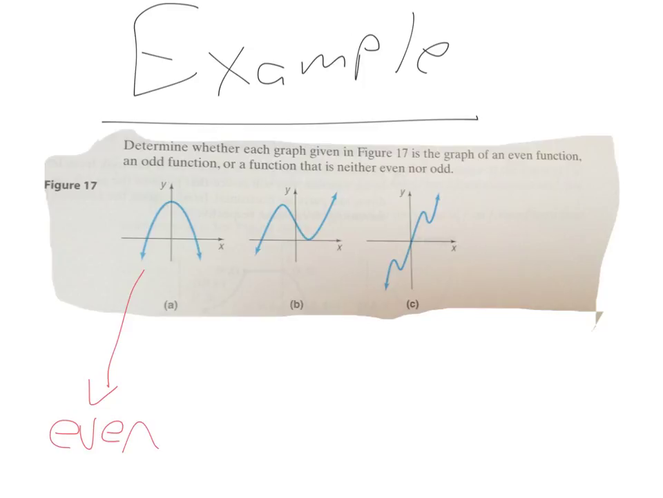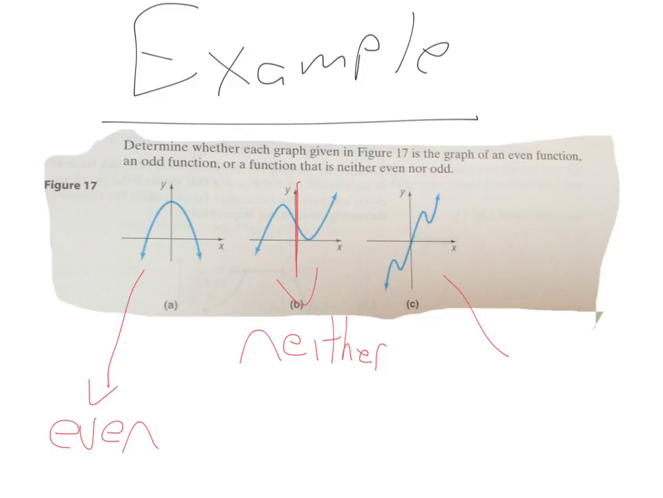Now for part B, notice it is not a mirror image across the y-axis because each half on either side of the y-axis is not a mirror image of each other. It's not a reflection. It's also not symmetric about the origin, so this would be neither.